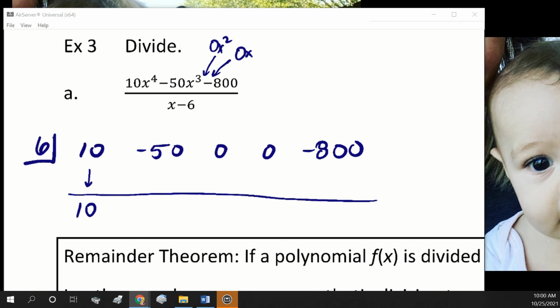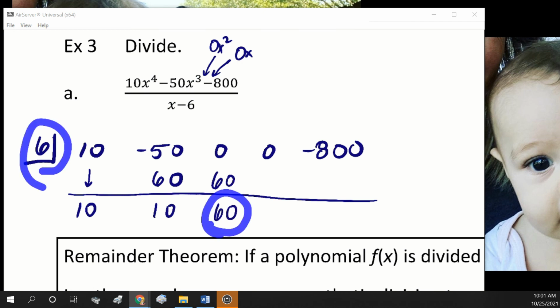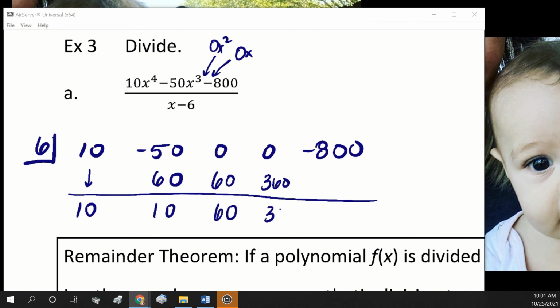And then from here, it's just multiply and add over and over again. So we multiply the number in the box by the number under the line, and that's going to be 60. You write it underneath the next number, and then you add, and you're going to get 10. And then you're going to do it again. You multiply the number in the box by the number under the line, which is 60 again, and then you add. And then just keep multiplying and adding.